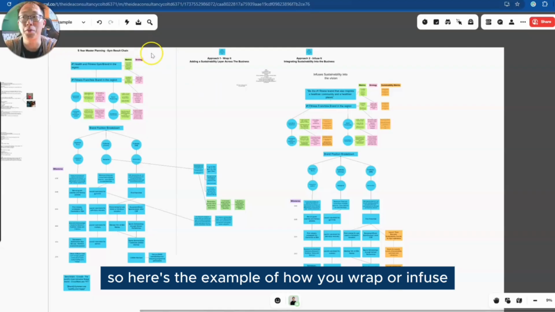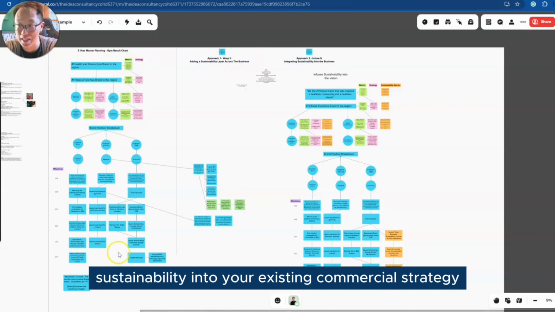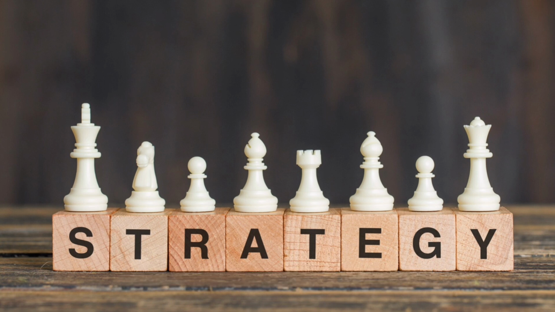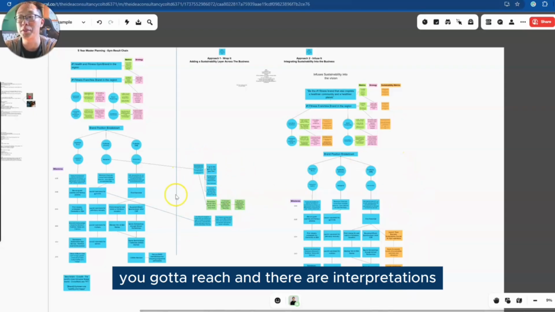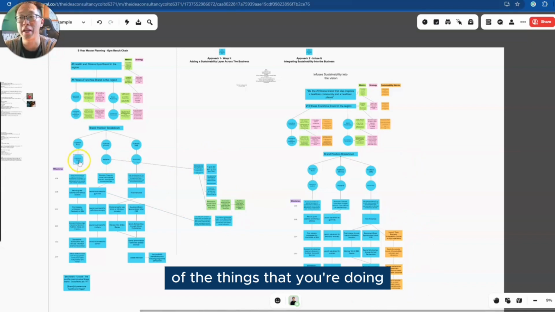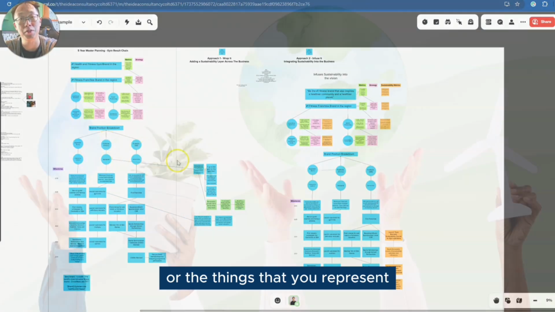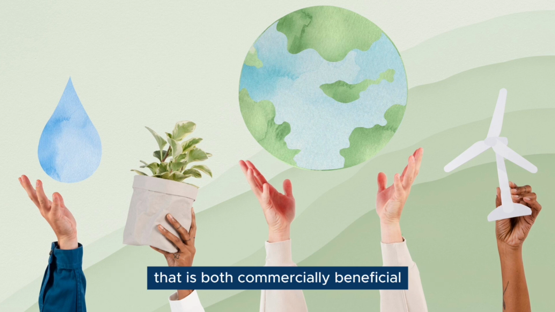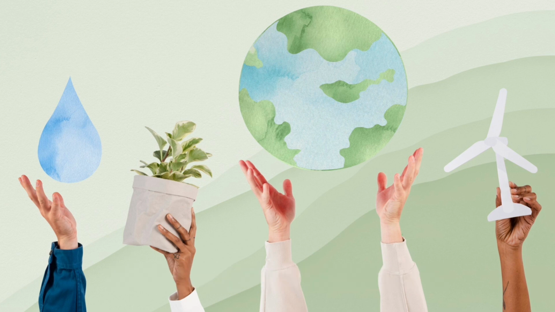So here's the example of how you wrap or infuse sustainability into your existing commercial strategy. There are additional metrics that come out. There are specific sustainability milestones that you've got to reach. And there are interpretations of the things that you're doing or the things that you represent, specifically with a sustainability context as well. That is both commercially beneficial and also good for people.